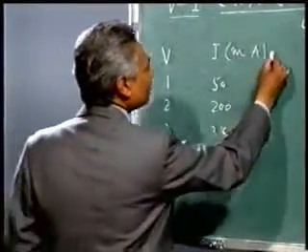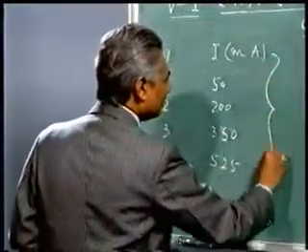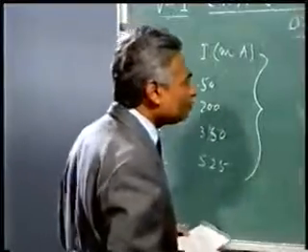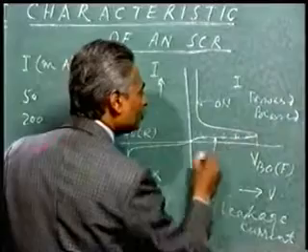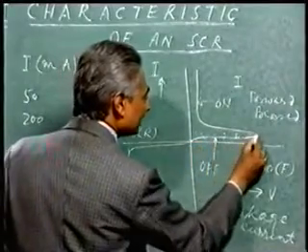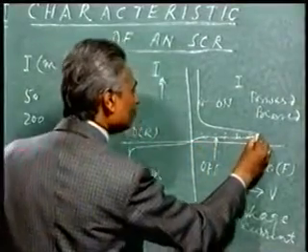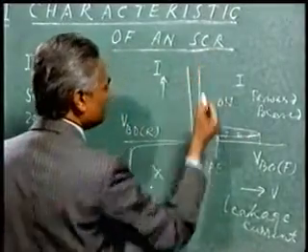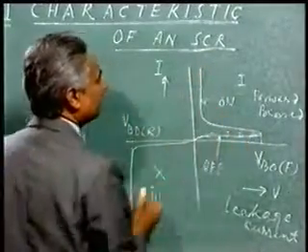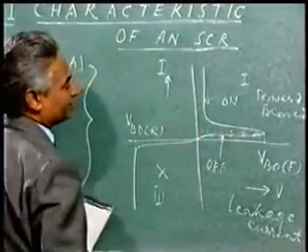So we take up these 4 readings only, and if I plot them, you see I can get these points here, here, here and so on, and I can plot this part of the characteristic. This point is known to you, and this point is also known to you, which is the maximum value, and I can join them and draw this characteristic.